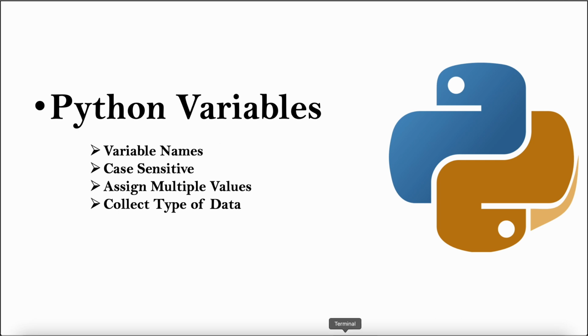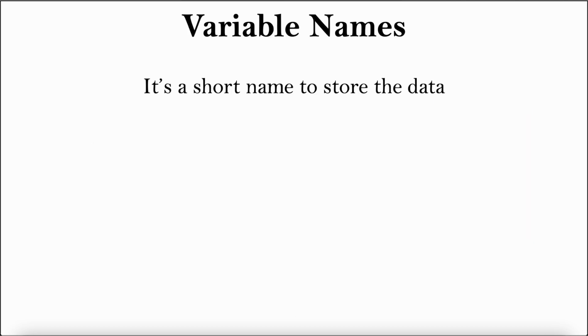So let's begin. First we will discuss what a Python variable is. A variable is a short name which we use to store data. In our first and second videos, whenever we created data and wanted to get the output, we always used print to print the result. But today we will store the data in a place, and then we will call that variable. So it is like a container which we use to store the data.